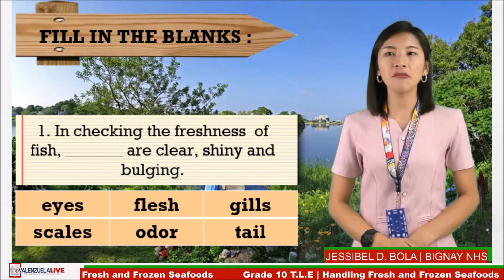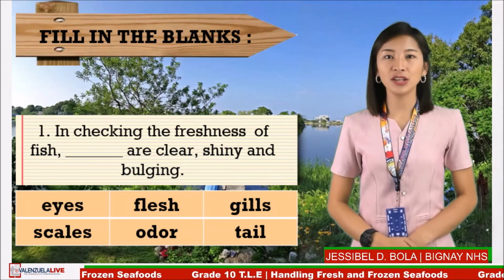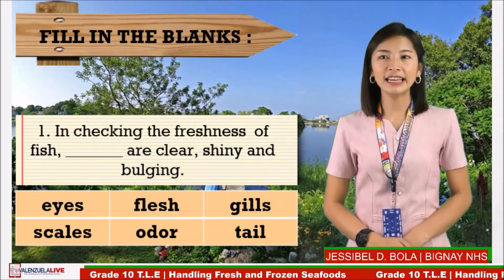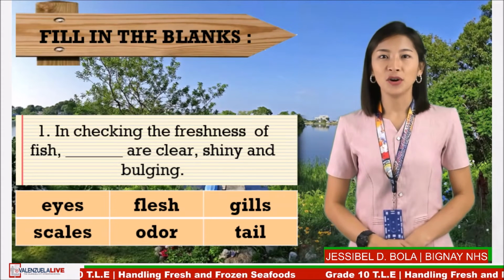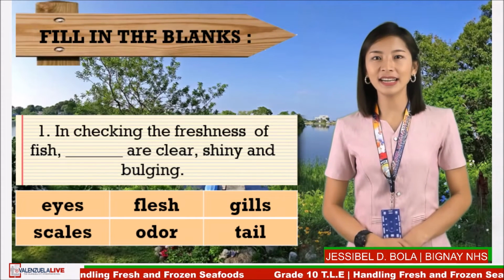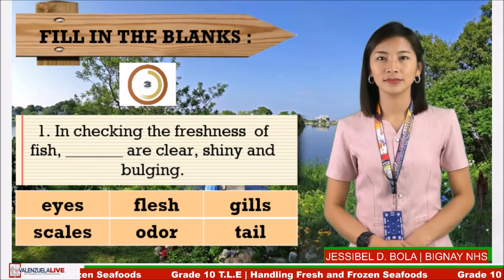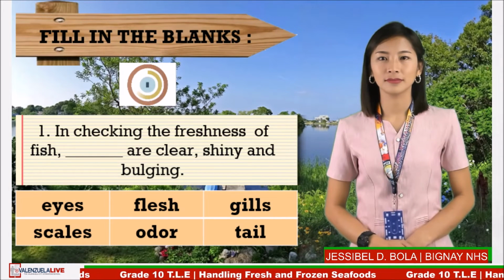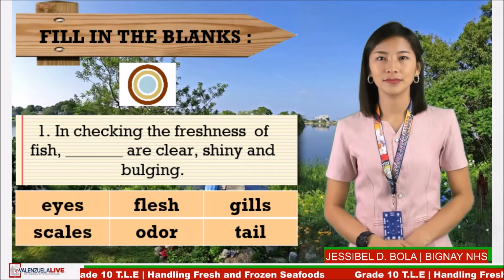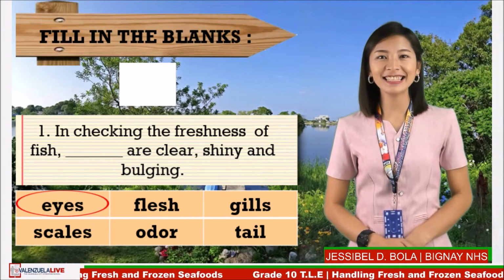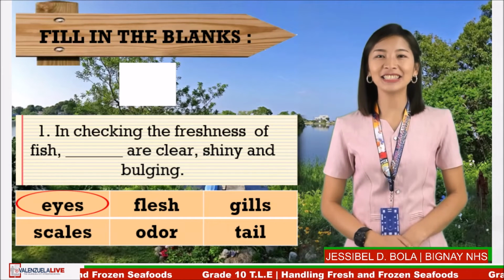In checking the freshness of fish, blank are clear, shiny, and bulging. Your 5 seconds starts now. If your answer is eyes, then you got it right.